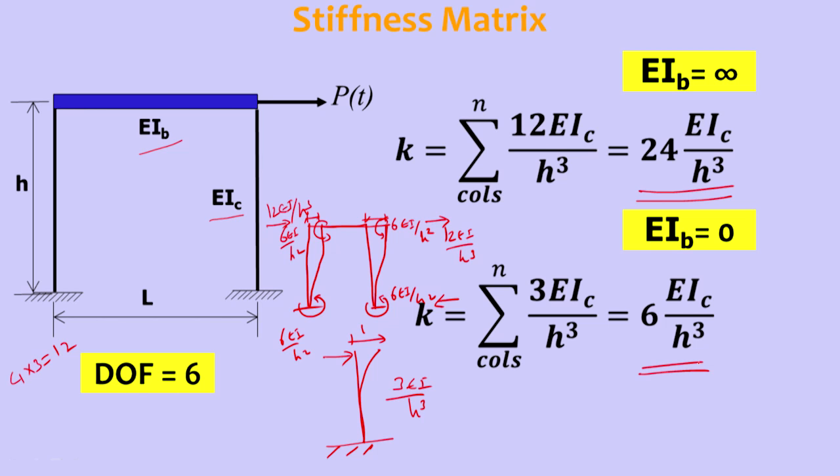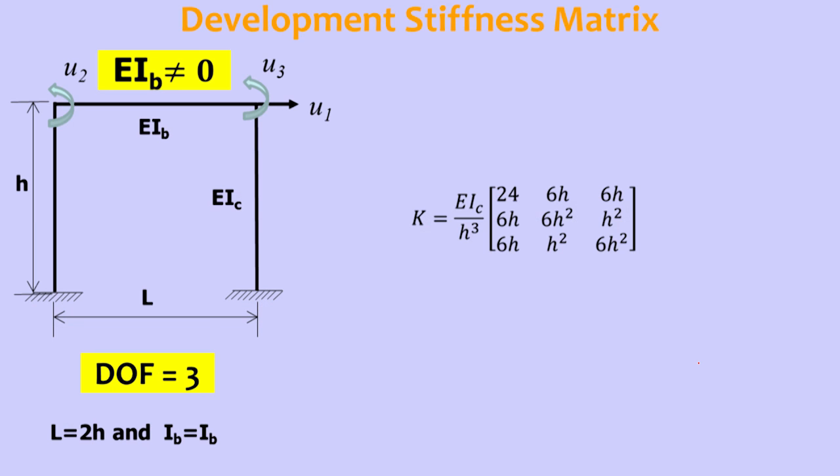So EIB, that is, flexural rigidity of the beam being 0, is one extreme. Flexural rigidity of the beam being infinity is another extreme. But usual cases it is neither 0 nor infinity, it is somewhere in between. So if it is somewhere in between, how do we develop the stiffness matrix? That is what we are going to see in this slide.